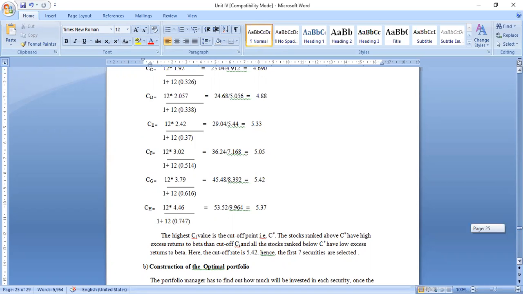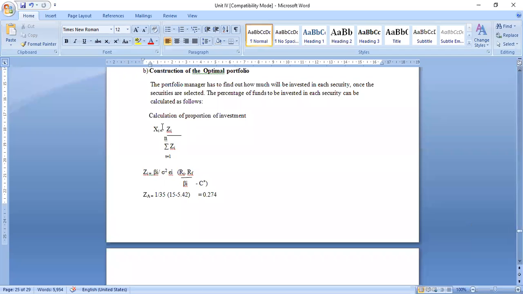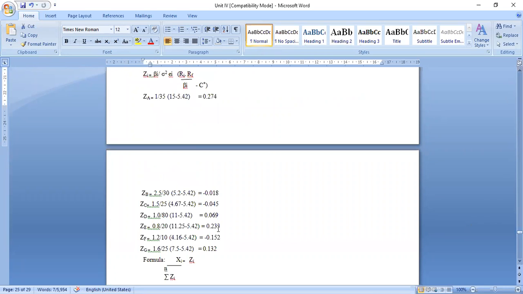Now what is the proportion of investment here? The proportion of investment is this calculation. Now if you can see here for XI, we have limited the calculation of the proportion of investment only to security G.